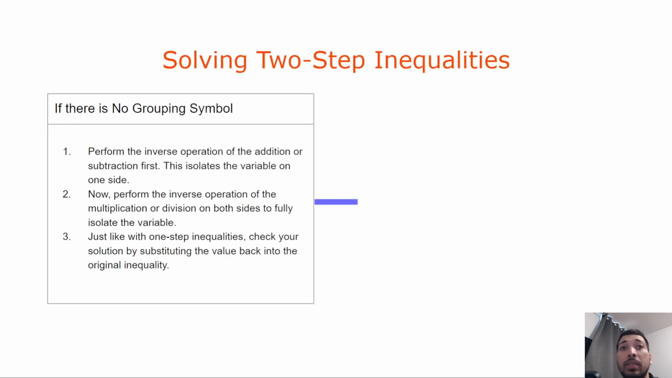If there is no grouping symbol, this is the way we can isolate the variable. We first need to do the inverse operation of addition or subtraction, which will isolate the variable on one side, and then we perform the inverse operation of multiplication or division on both sides to fully isolate the variable. And finally, just like with one-step inequalities, we can check our solution by substituting the value back into the original inequality.